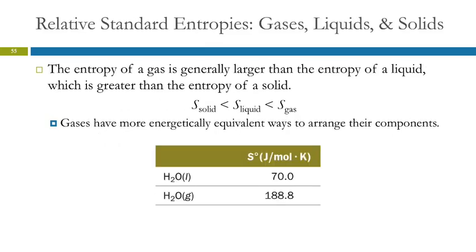So the entropy of a gas is usually larger than the entropy of a liquid. That makes sense, right? Entropy, just in a very broad sense, is disorder. In a gas, the particles are more disordered, more spread out than they are in a liquid. And a liquid will have greater entropy than a solid. So gases have more energetically equivalent ways to arrange their components. They have more modes of movement available to them. So we see the comparison for water here, that for water in the gas state at the same temperature, the entropy is significantly larger than in the liquid state.